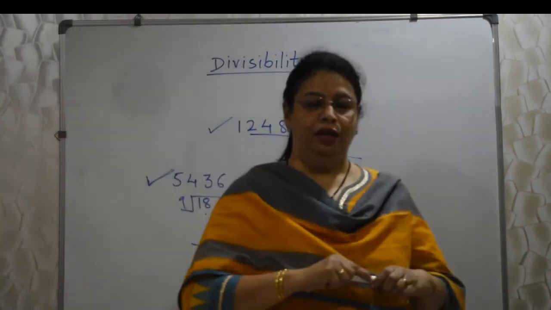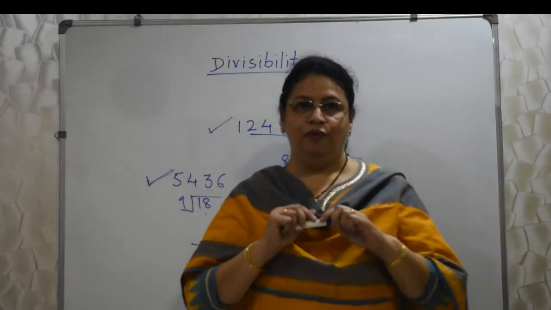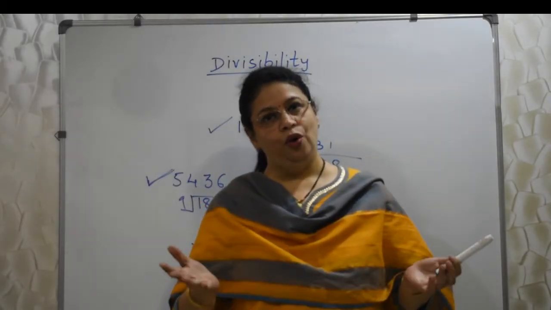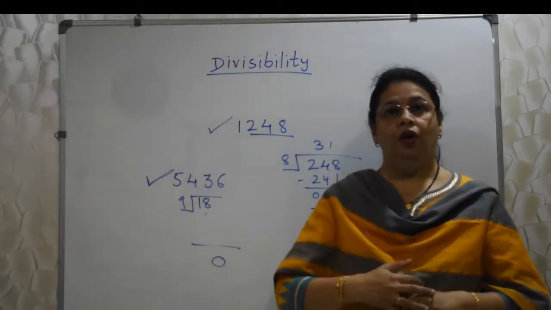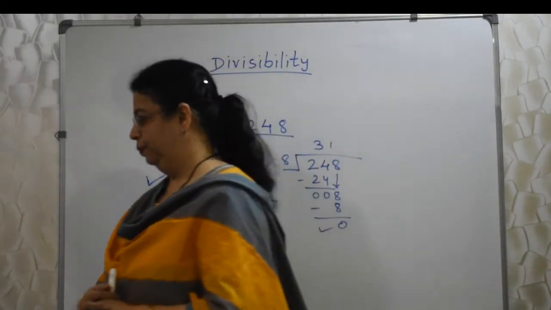Divisibility of 10. The simplest of all. If the units place is 0, the given number is divisible by 10. Okay. Now, divisibility of 11.